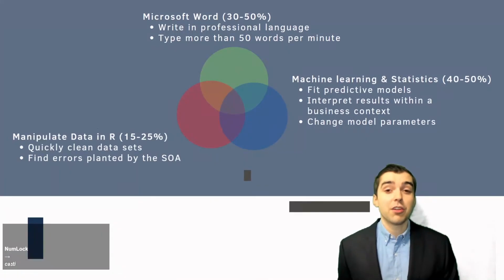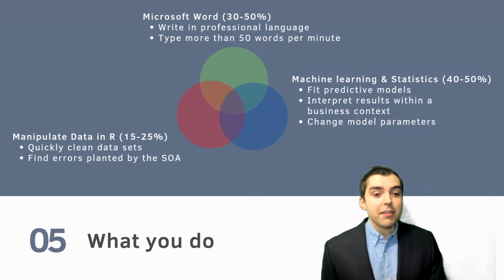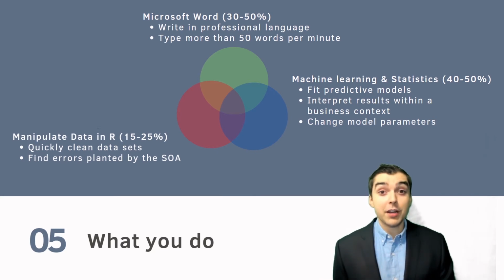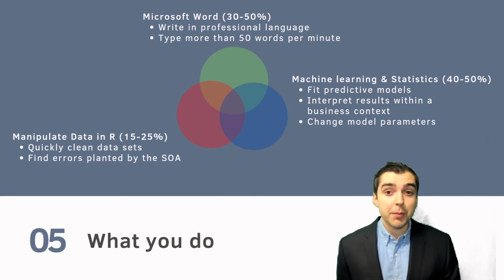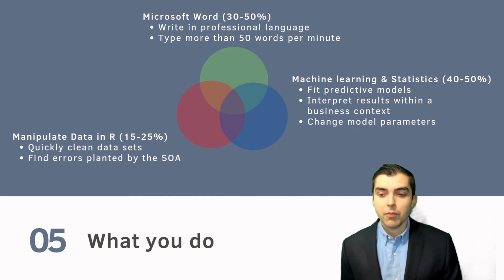So what do you actually spend your time doing? There are three main things. The first is that you write in Microsoft Word. You need to be able to type more than 50 words per minute and write in clean professional language. You will manipulate data in R to quickly clean data sets and find errors that are planted by the SOA.